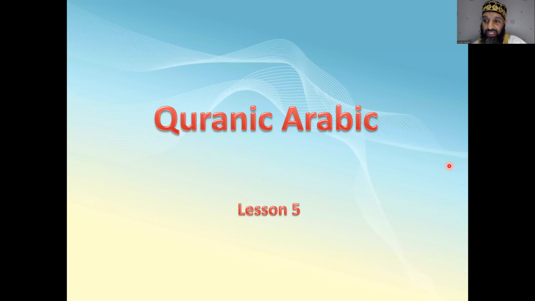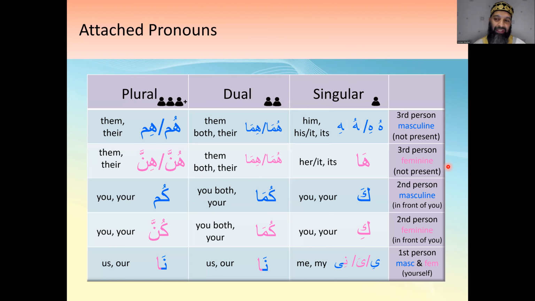Right. So we start lesson 5. Bismillahir Rahmanir Rahim. That's all you've got to learn this week. Another table. But this table is attached pronouns. So these pronouns here, they are still pronouns. Look at them. It's the same as the previous table. The only difference is these attach to the end of the word.